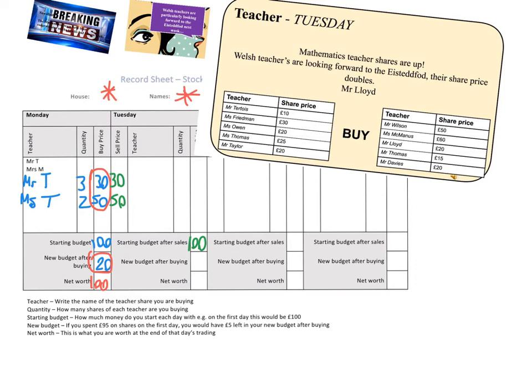So with my £100, I might decide to buy Mr. Thomas, and I might buy 4 of those, so that's £60. And then I might go for 2 lots of Miss Owen. And that's 2 of those, so that's £40. And this time I've left no money, so there's no money left after buying, but my net worth is £100. And it goes on like that until Friday.